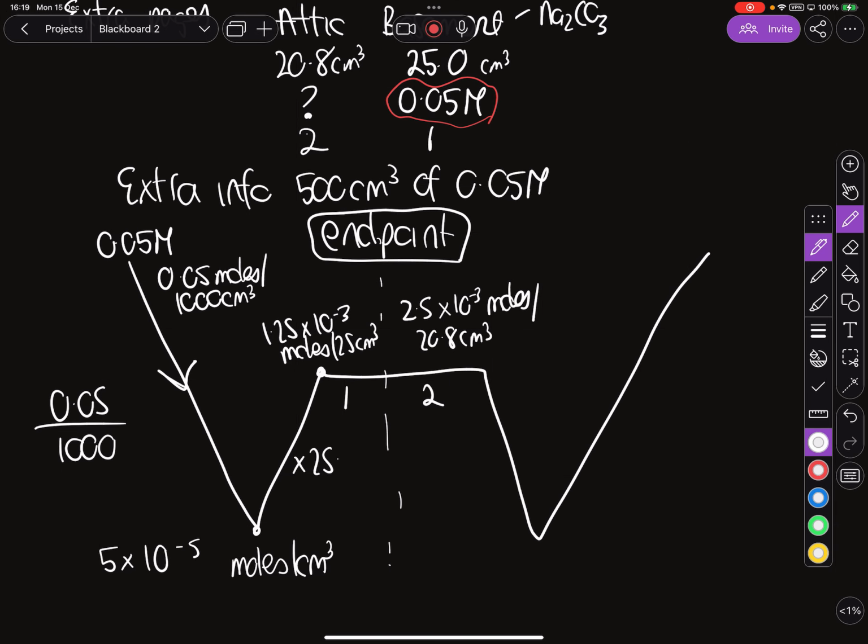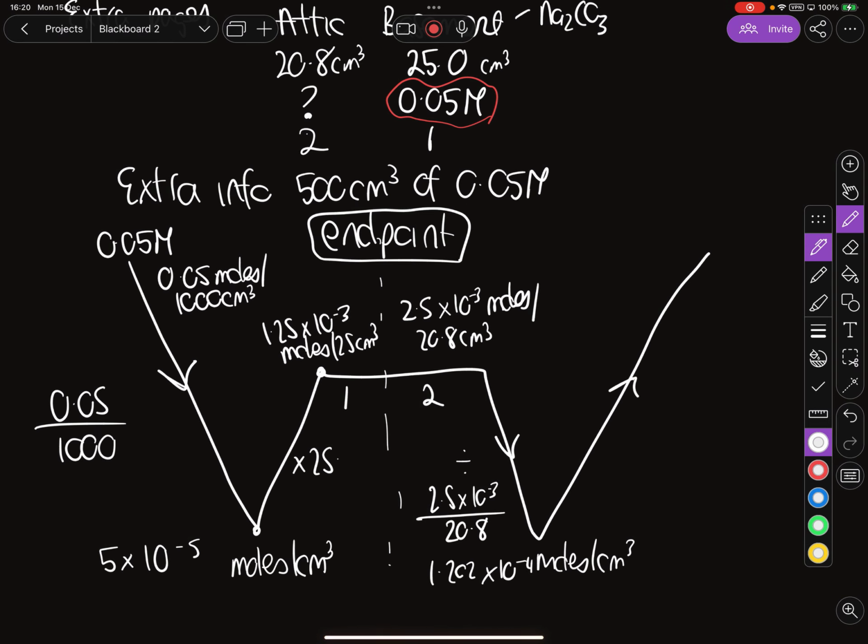We know that when we go down that we are doing a division, and we know we want at the very bottom to be in moles per centimeter cubed. So it's going to be 2.5 by 10 to the minus 3 moles divided by 20.8. And when we do that, we should come up with 1.202 by 10 to the minus 4 moles.